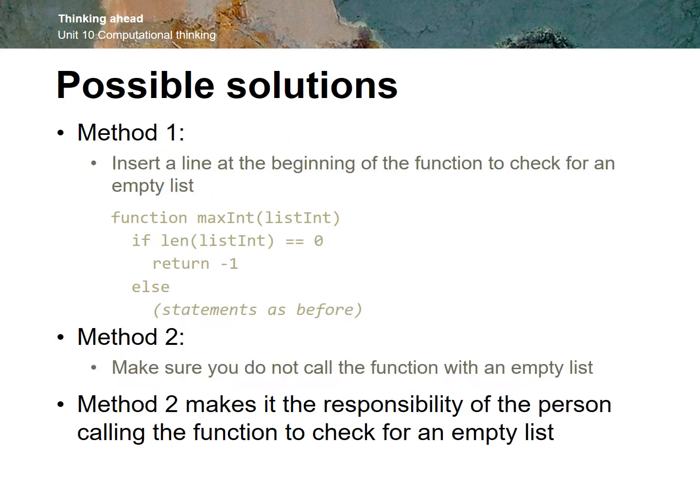So we need to ensure that we can handle this. Here are two different methods that we could use. We could insert a line at the beginning of the function to check for an empty list. For example, if len of the list equals 0, we could return something. This is pretty similar to a try and except. Method 2 is making sure we do not call the function with an empty list. Method 2 actually makes it the responsibility of the person calling the function to check that it's not an empty list. And this is quite a good way of doing it.